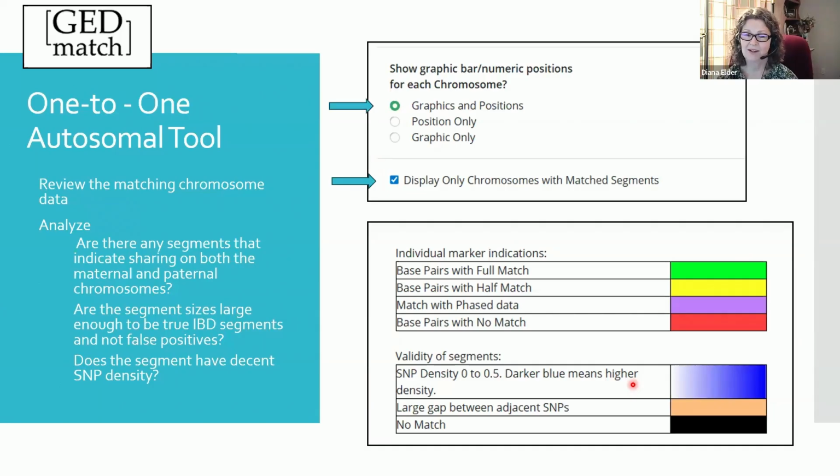There are some that are starting to do that now, but the tests that we're working with generally are just testing a certain amount of SNPs on each chromosome. And so it's just good. We're going to want to make sure there's a decent amount of SNPs that have been tested. So that helps us again to see if it's a valid segment. So we're just looking for that.